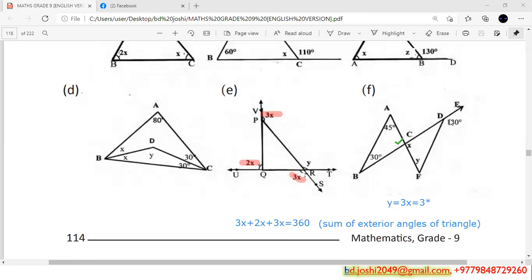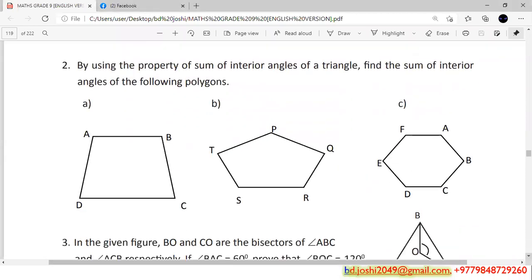The reason is that the exterior angle of a triangle is equal to the sum of two opposite interior angles. So in this way you will get the value of x as well as y. Question number 2. By using the property of the sum of interior angles of a triangle, find the sum of interior angles of the following polygons. We have learned this formula of interior and exterior angles in grade 8.